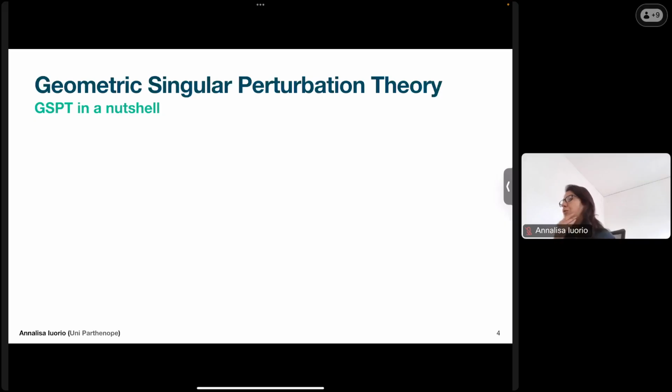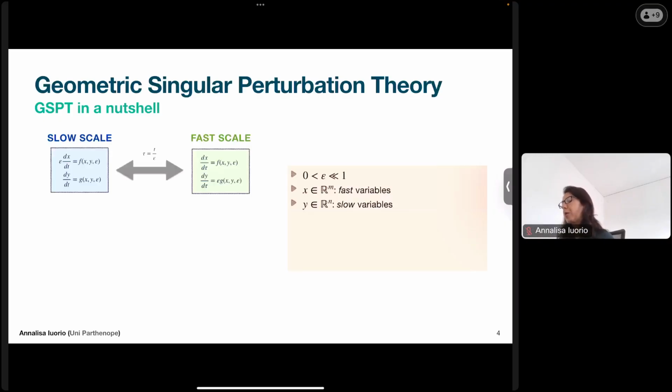Okay, so to do this, of course, I don't want to assume anything, so I will just make a very short recap on what is geometric singular perturbation theory, or GSPT as we're going to call it from now on. So GSPT is a very powerful tool in the area of dynamical systems that allows to analyze systems of ODEs where a small parameter epsilon appears that basically induces a scale separation.